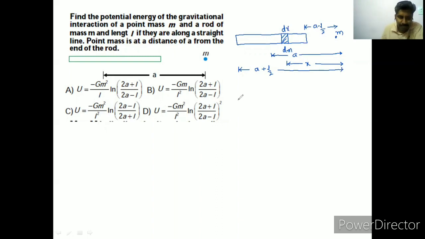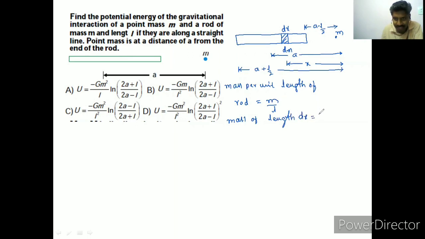Now the mass per unit length of the rod is equal to m by L. So the mass of length dx, that is dm, is equal to m by L into dx. So we need to calculate the potential energy.